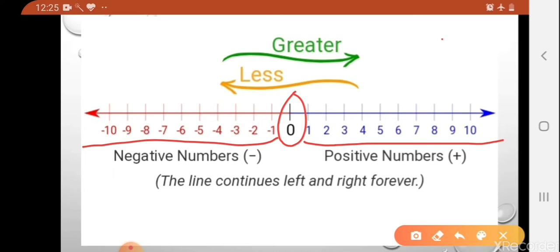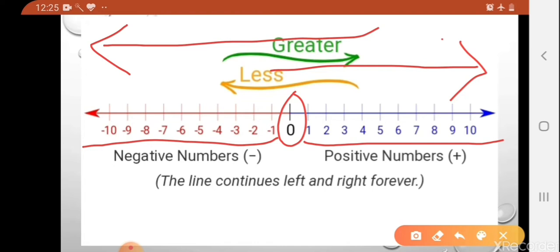As we go to the right hand side of the number line, the value always increases, and as we go to the left hand side, the value decreases. Clear?